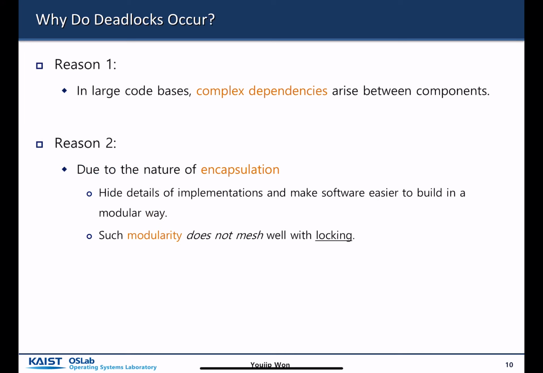So why do deadlocks occur? Of course, there is a cyclic dependency among the resource usage, but why does it happen? In large code bases, it is possible that complex dependencies arise between components. And the second reason is due to the nature of encapsulation. Modern programming languages are designed to hide details of implementations and make software easier to build in a modular way. But such modularity does not mesh well with locking.